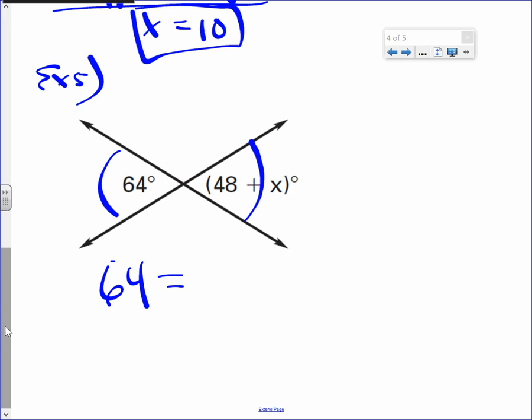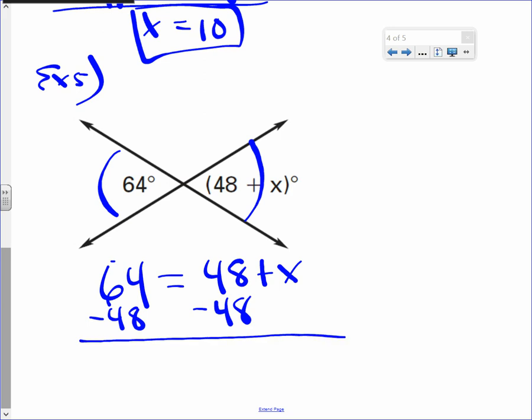So check this out: 64 equals 48 plus x. It's literally that easy. At this point, just get x by itself. What do I do to get x by itself? You subtract 48. Thank you. Both sides. Now x is alone. X is 16.